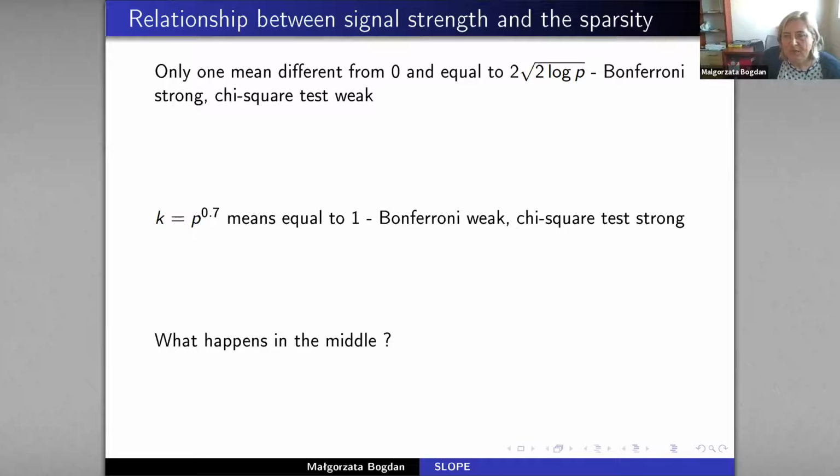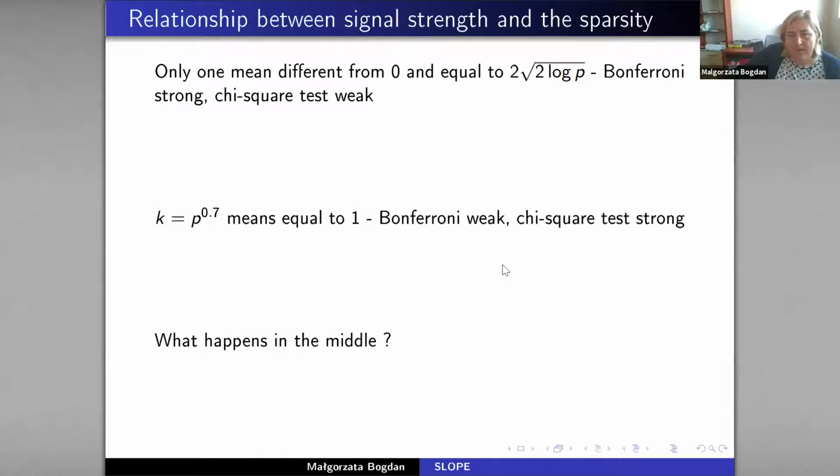So the Bonferroni test will be able to identify just one needle. If it is larger, let's say, if this needle is of the length 2 square root of 2 log p, Bonferroni will be able to find it. The chi-square test will not be able to find it asymptotically. And on the other hand, if I have needles which do not increase, so they are all equal to 1, but their number increases with p, then the Bonferroni will be very weak, but the chi-square test will be strong.